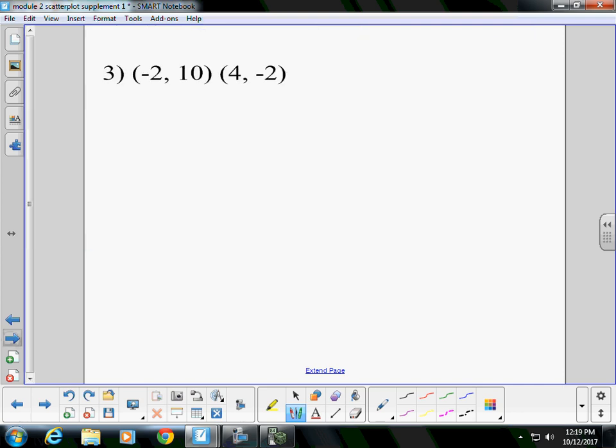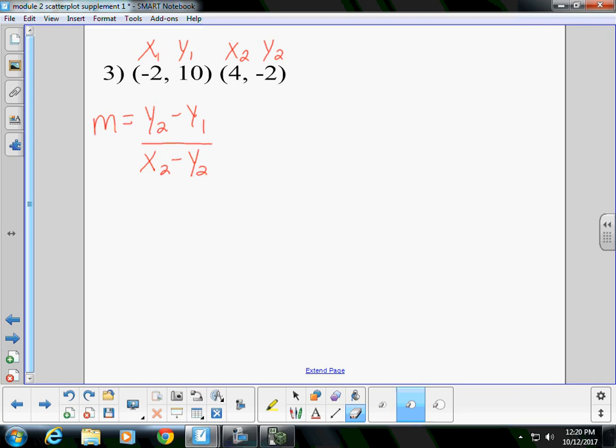Okay, let's try it again. If you want, you can pause and see if you can do this one without me. See if you can do it before I do it. So this is x1, y1, x2, y2. So first thing I'm going to do is the slope. That formula is y2 minus y1 over x2 minus x1. Oh my goodness, I'm getting all messed up here.